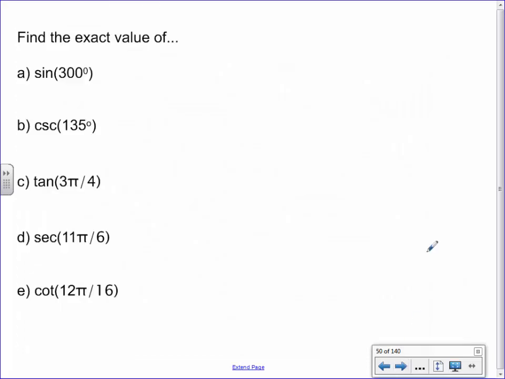So let's try some examples here. We're going to find the exact value of some of these angles. And we might only get about this far today. So this is the type where I'm going to give you the input, find the output. So sine of 300, what does it equal?